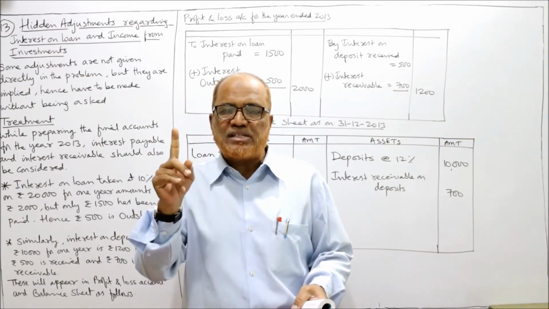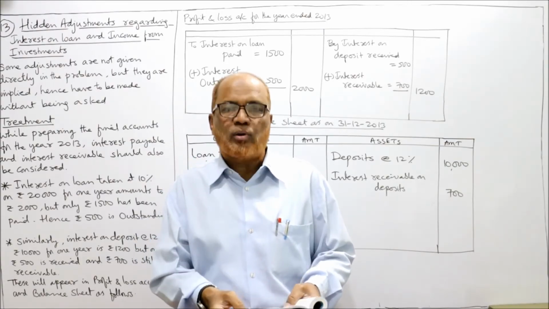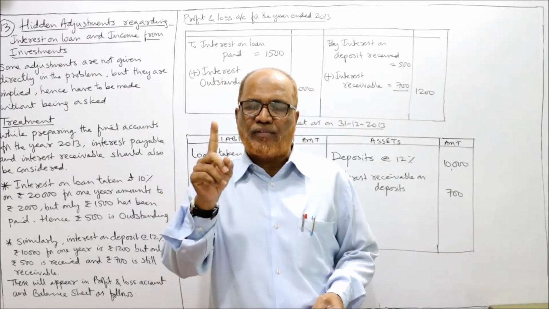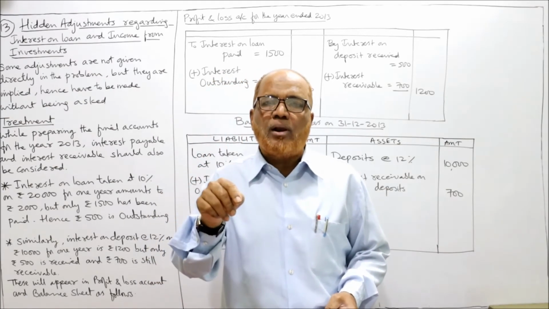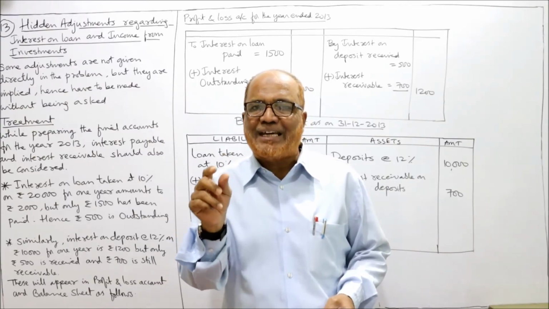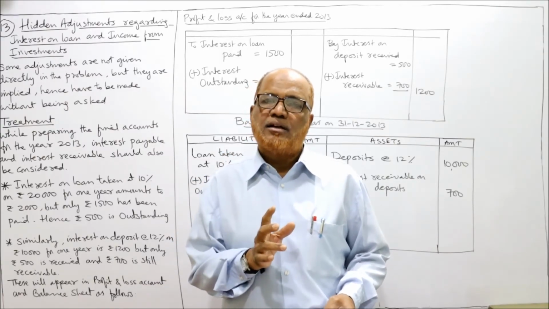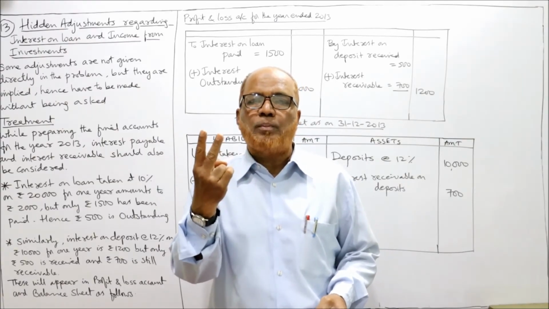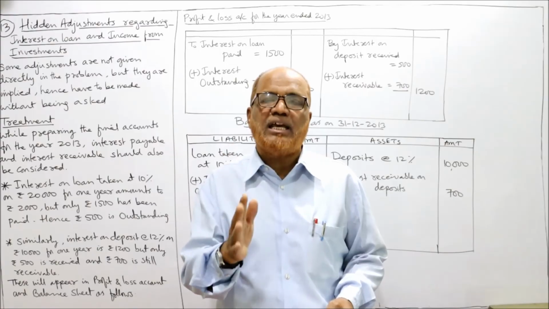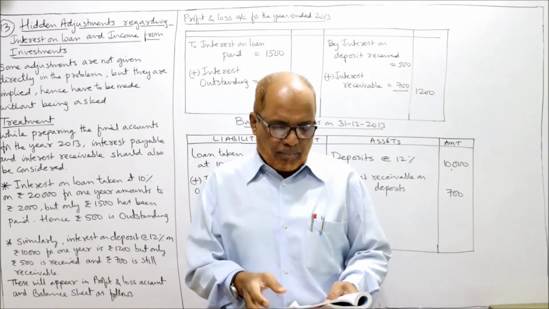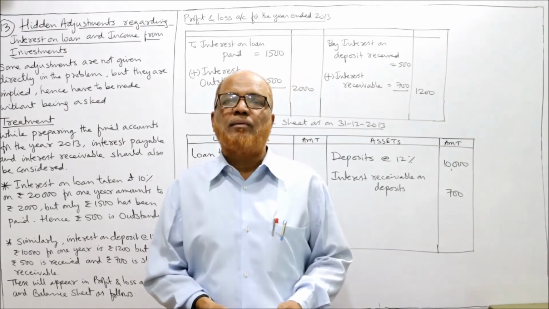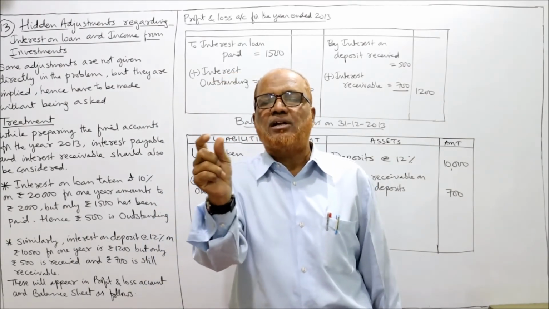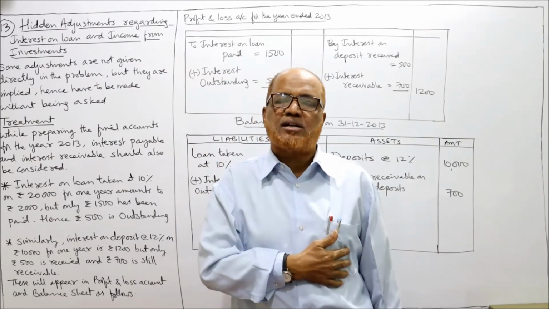The loan was taken on 1st January 2013, and the loan amount is 20,000. 20,000 rupees is the amount of loan taken on 1st January. The interest payable on that loan is at the rate of 10%, right? So 10% of 20,000, 2,000 rupees is the interest for 1 year on loan. But interest paid on loan is given in the problem as 1500. When we calculate, we are getting 2,000.